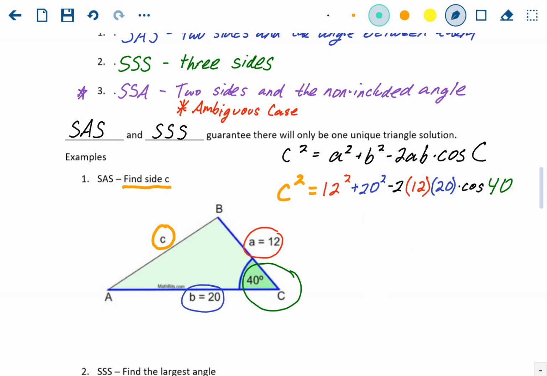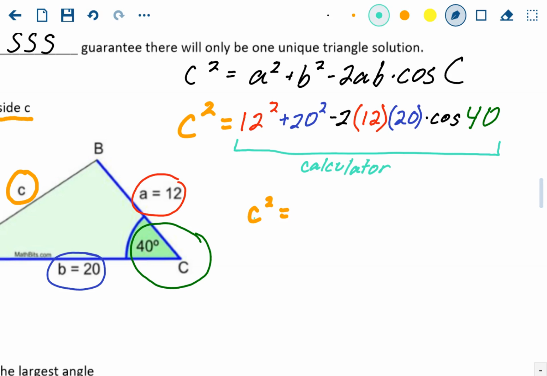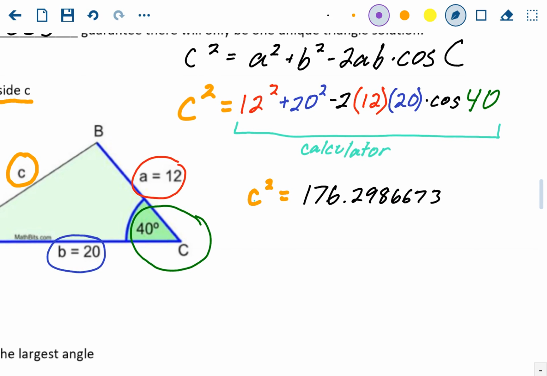All right, well, this looks like a really long formula, but the good news is you can just plug that entire thing into the calculator. Now the problem is it's going to give us a number. You don't have to put in any parentheses, just type it in exactly as you see it. And that's going to be our answer for C squared. Okay, so I got 176.2986673. You don't need to go out that far, but I like to be accurate.